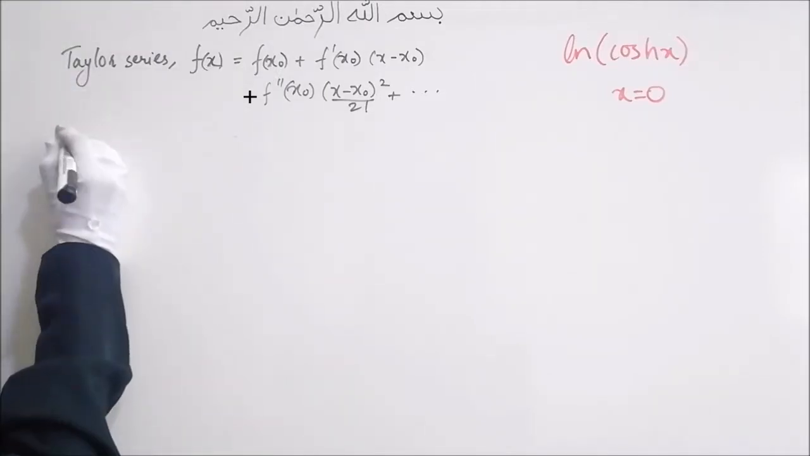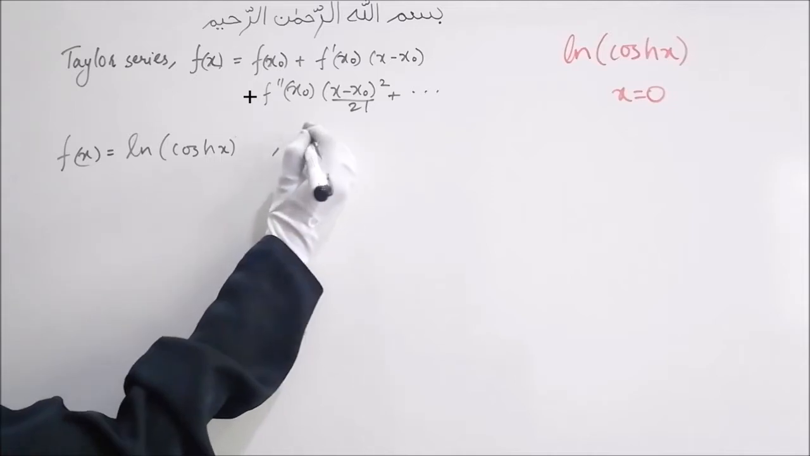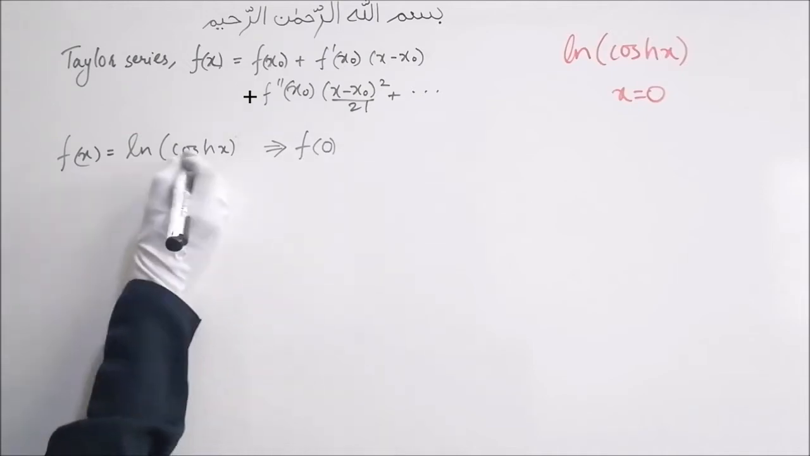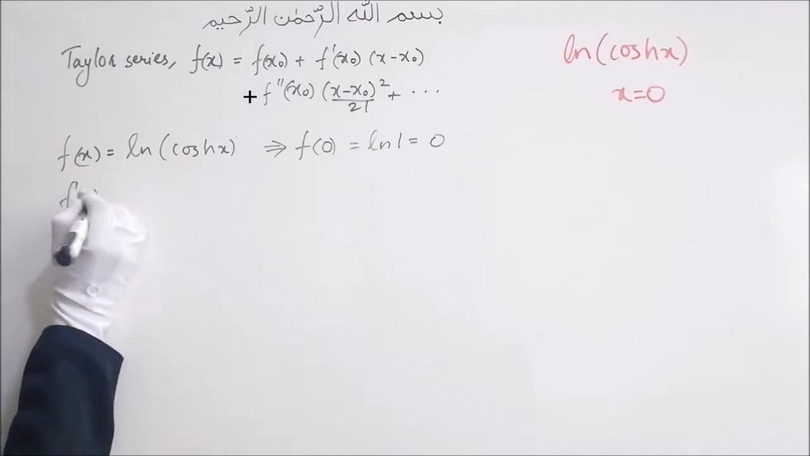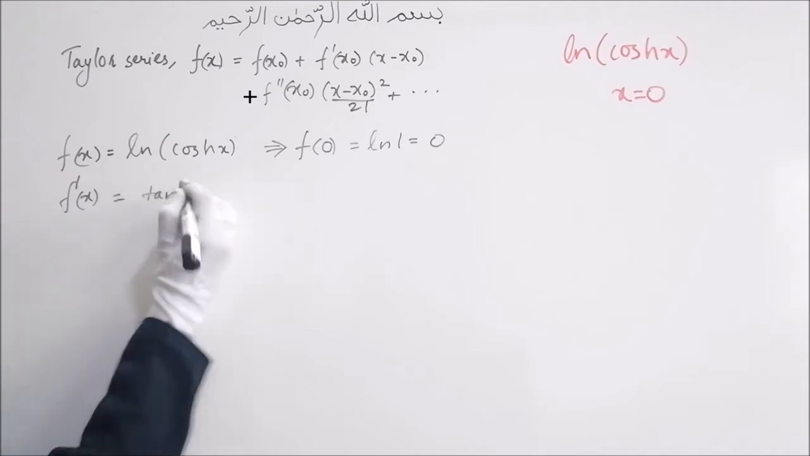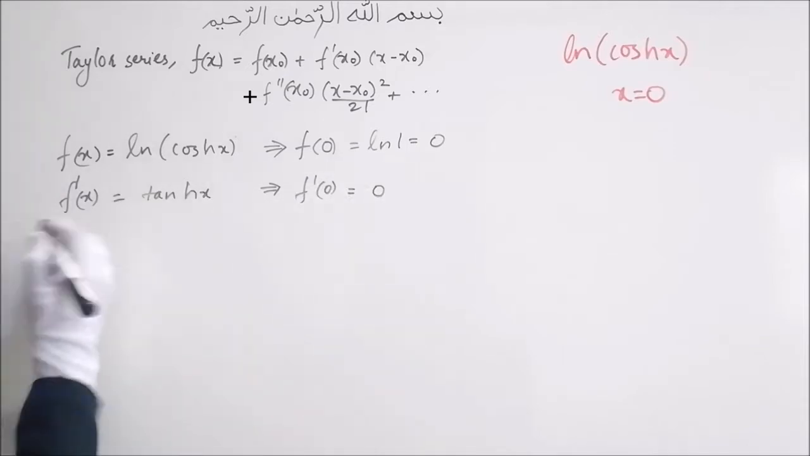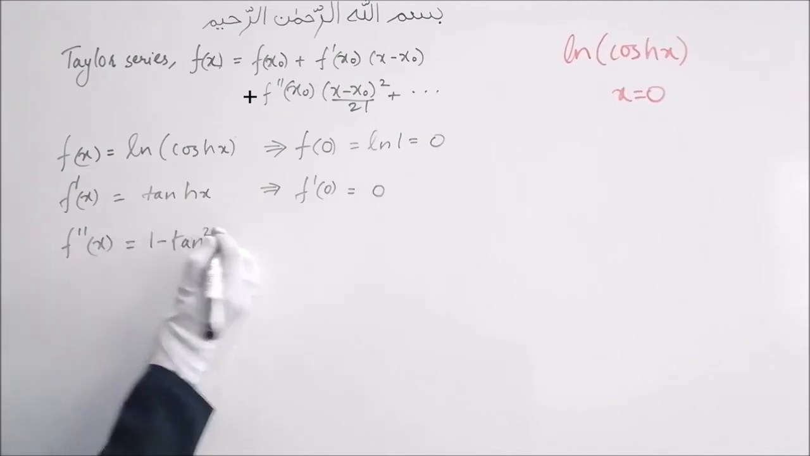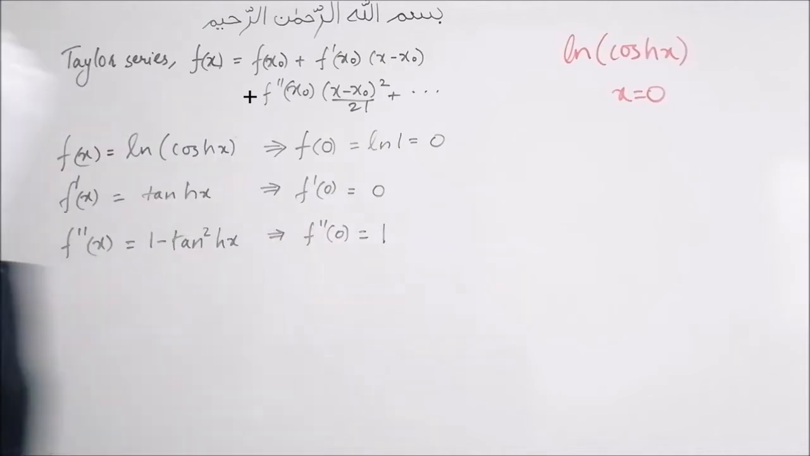So now we have f of x equal to log cos hx. Therefore our x naught is 0. So f of 0 will be log of cos 0, that is log 1, which is nothing but 0. Now I'll do differentiation with respect to x. F dash of x will be equal to tan hx. This at point 0 will again give 0. Second order derivative f double dash of x will be 1 minus tan squared hx. This at point 0 will give us 1.